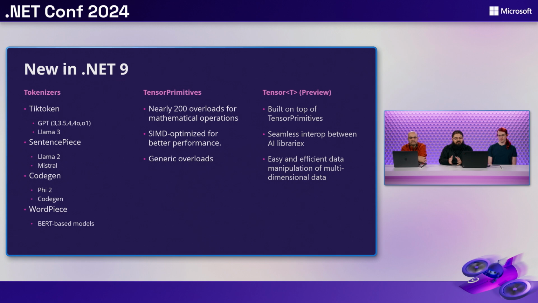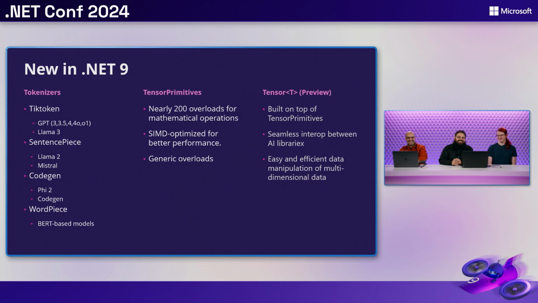When it comes to tensors and tensor primitives, you're going to notice that there's improvements in terms of the number of operations that are available to you to apply to these various data structures. There's also perf improvements as well. And from a tensor perspective, it provides an exchange type that makes efficient data manipulation and interop possible between various libraries within the .NET ecosystem that, again, are working with this multidimensional data. And so now, to tell you a little bit more about tokenizers, I'll hand it off to Tanner.